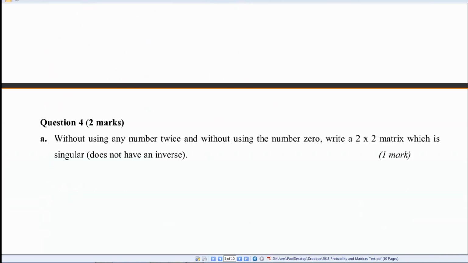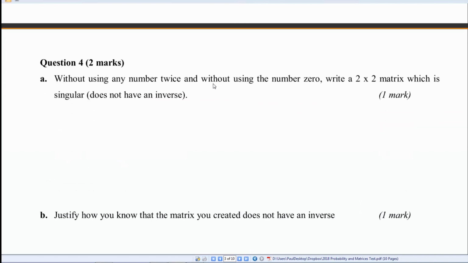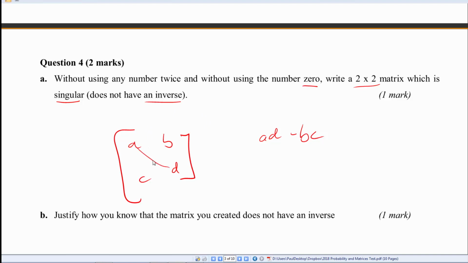Okay, for this question here: without using any number twice and without using the number 0, write a 2 by 2 matrix which is singular, that is, can't be inversed. Okay, so what we need to note is that to inverse a matrix, we're doing AD take BC. So this is A, B, C, D. What has to happen here is AD, when multiplied together and subtracting CB, it's got to equal 0 for it to be singular. Alright, so the condition was that these numbers here had to be different.